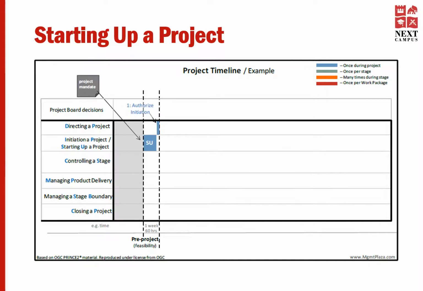Starting up a project, which is also known as SU, is the first process and has the following main outputs that are given to the project board. First one, the project brief, which contains the outline of the business case. The second, the initiation stage plan, which is the plan for the initiation stage. The third, the project product description, that explains what the project is all about.